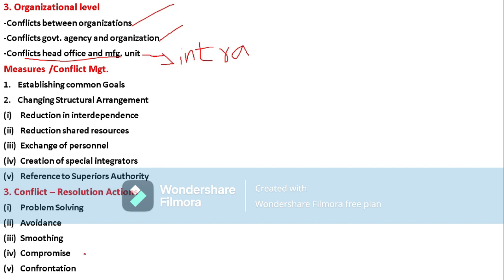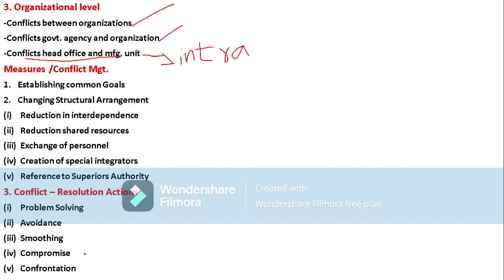The last one is confrontation. Confrontation means the various actions enumerated above may not bring resolution of conflict between parties if they take a very rigid stand. Whenever a very firm decision is taken by both the parties, then we cannot compromise between them. So in that situation, confrontation can be taken. The parties are left to confrontation to settle the conflict.